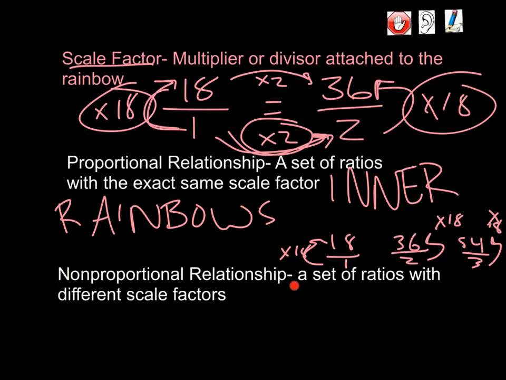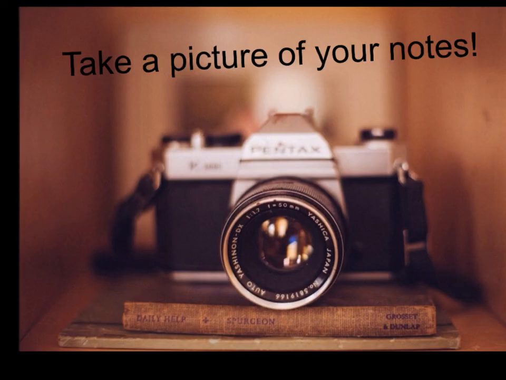Then on the flip side, again, this is just to kind of give us a heads up for the future. On the flip side, a non-proportional relationship is just a set of ratios with different scale factors. So if you're seeing some different scale factors in any of those inner rainbows, again, this is just for inner rainbows. If you see that we have any different scale factors in a set of ratios, then we know they're not proportional. We're going to talk about what that means in the future. But I want you to know what proportional and non-proportional means and how they relate to scale factors and inner rainbows. Go ahead and click play when you're ready to move.